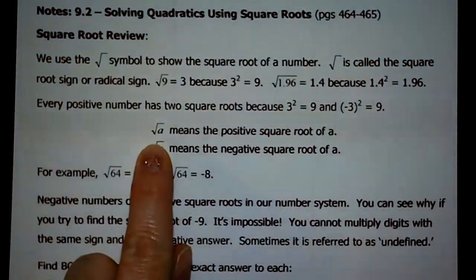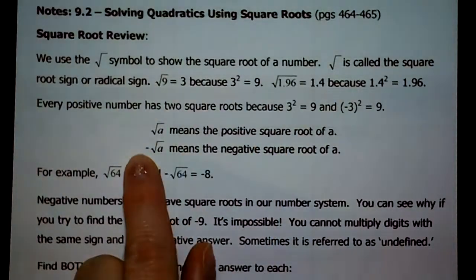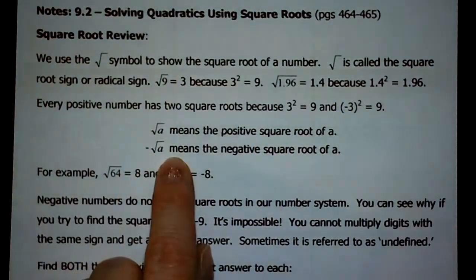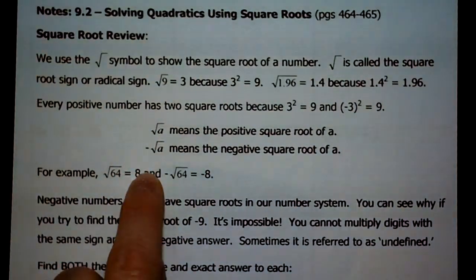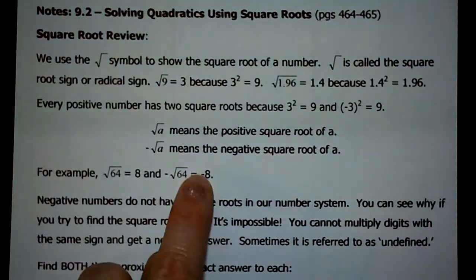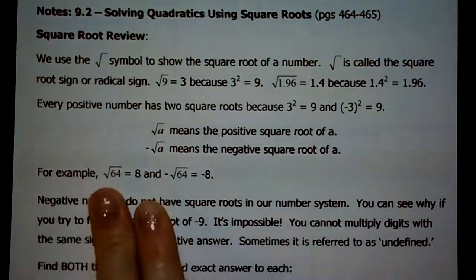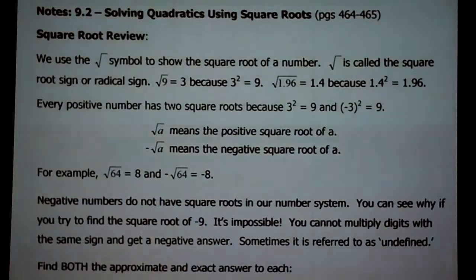Alright, so if I ask you to take the square root of a number, this means take the positive square root of a. And if I put a negative sign out there, it means the negative square root of a. For example, the square root of 64, that's 8. And the opposite of the square root of 64, that's negative 8. Okay, so I tell you which one I want, basically, by putting that negative sign out there.